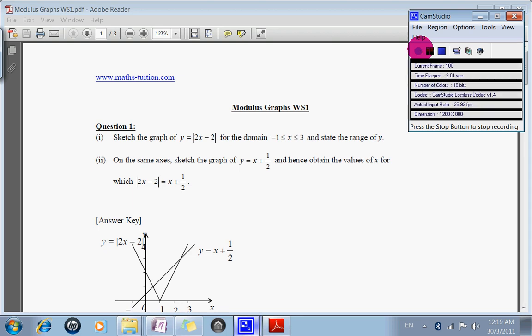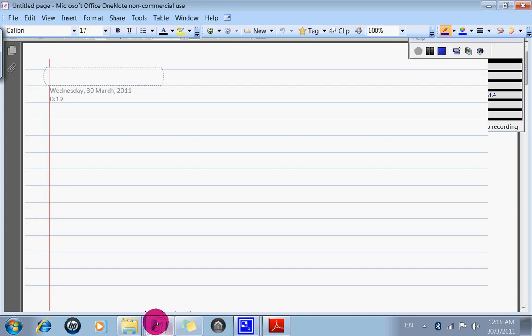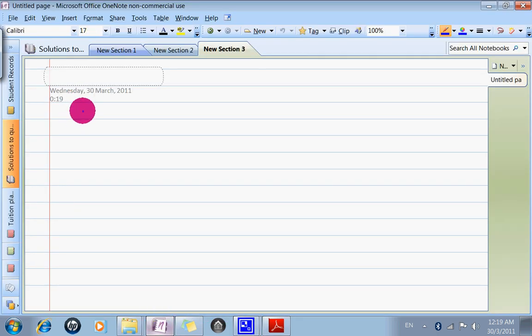So in this example, we're going to learn how to sketch modulus graphs. So let's look at question 1. Sketch the graph of y equals modulus 2x minus 2 for the domain minus 1 to 3. They give us a domain, that means we only draw for the domain. So let's get started. Do not draw the modulus first.